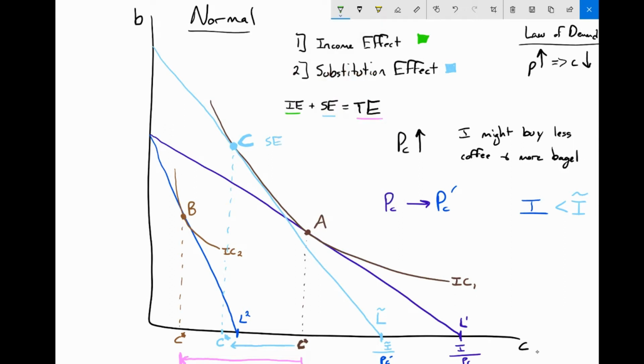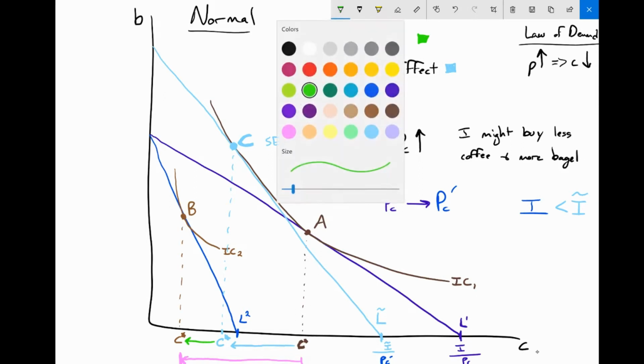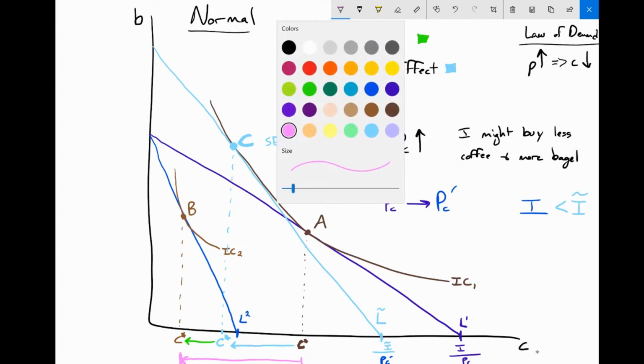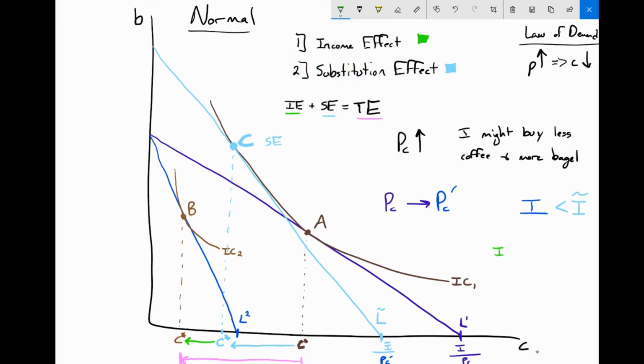Well, what's the income effect? The income effect is the rest of the effect. We can write it this way: the income effect is the total effect minus the substitution effect. So it's the rest of the effect, all the effect that isn't accounted for by the substitution effect. So here we can see the income effect.